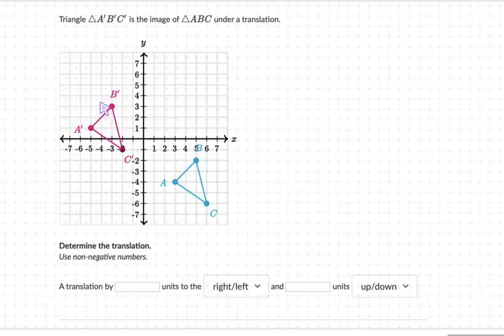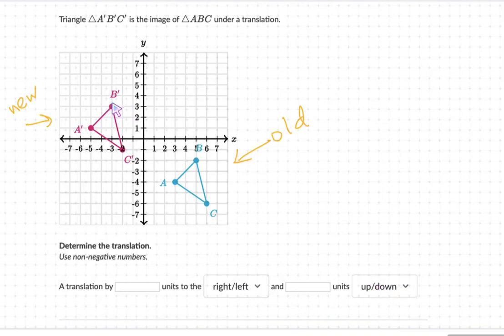Okay, they said that triangle A prime, B prime, C prime, so that's the new one, and this one's the old one, the original, is the image of triangle ABC under a translation. Determine the translation. Use non-negative numbers. We're only using positive numbers. We want to know what happened. It was a translation by blank units to the right or the left and blank units up or down.